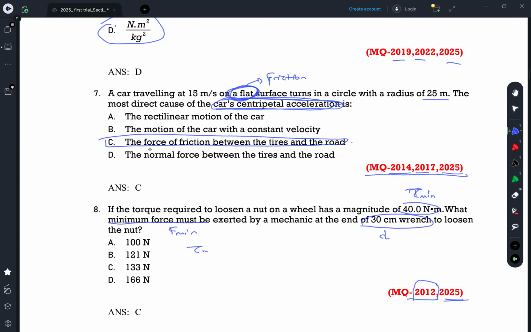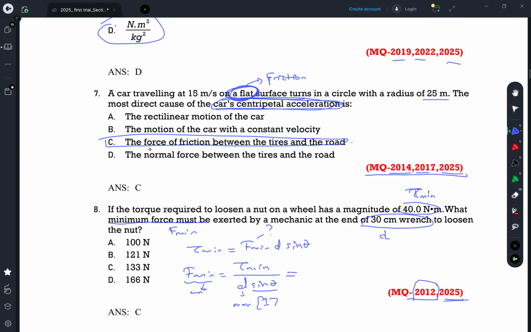So minimum torque is equal to F minimum times D sine theta. So we transfer this sine to the other side. F minimum is going to be torque minimum divided by D sine theta. So if I want F to be minimum, the smallest value, D must be the maximum possible distance, and sine theta must be 1. Yeah, the angle must be 90.